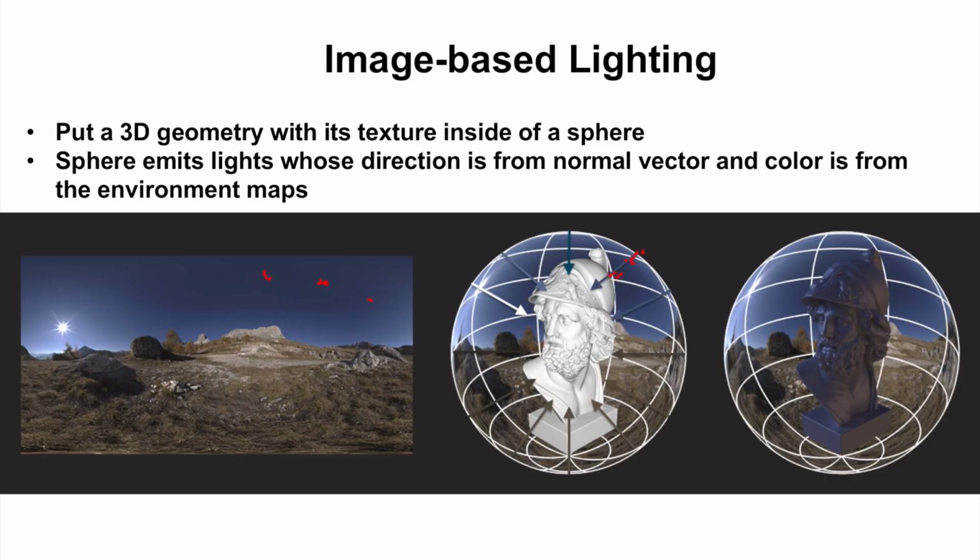So this is a typical way for image-based lighting. Why we call this image-based lighting is that this is an image. This UV map is an image, so we call this image-based lighting.